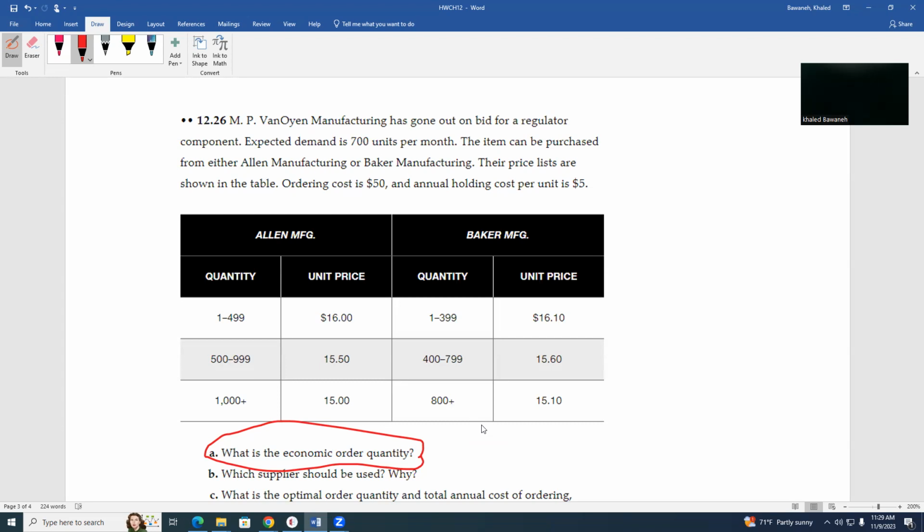You are given the price listed, shown in the table. Order cost is $50. So you know what order cost is, right? This table is giving us incomplete information, so we have to do manual calculations to get our annual demand, our ordering cost, and our holding cost. Order cost is $50 and holding cost is $5. So you put the $50 and the $5 and find the answer.